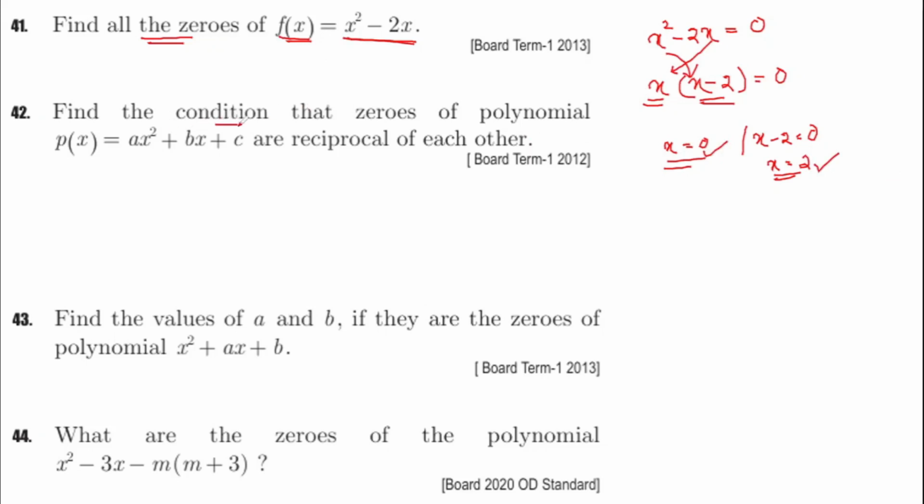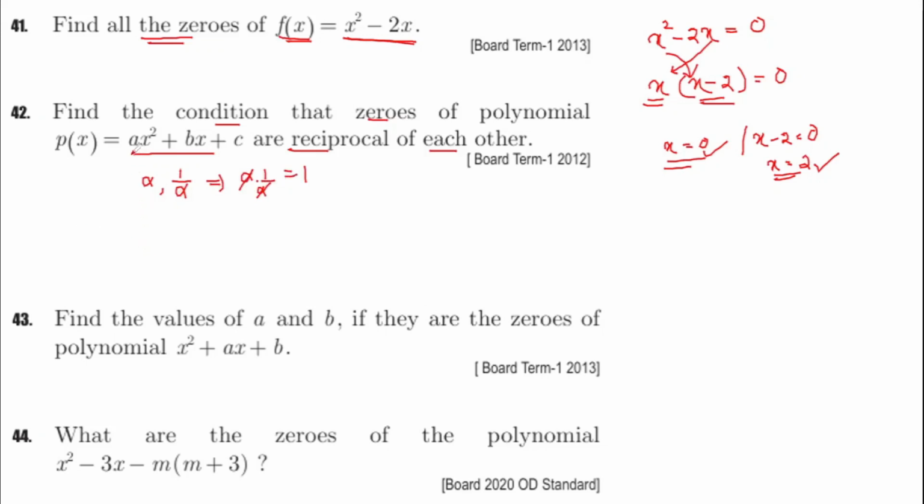Find the condition that zeros of polynomial this are reciprocal of each other. In our previous class, we have already discussed the concept of reciprocal. So, in case of reciprocal, if one zero is alpha, another zero is 1 by alpha. That means they are reciprocal of each other. And their product, that means alpha into 1 by alpha, will be your 1. Yes or no? The same concept we are going to apply here.